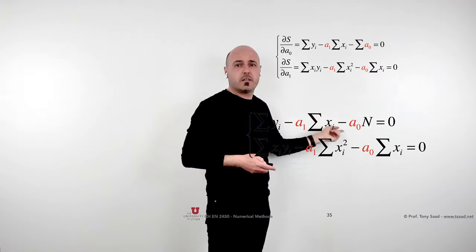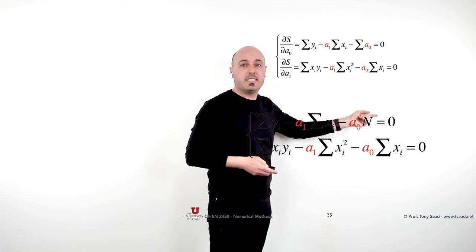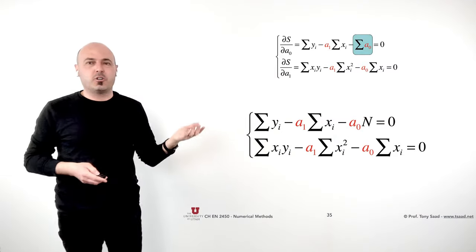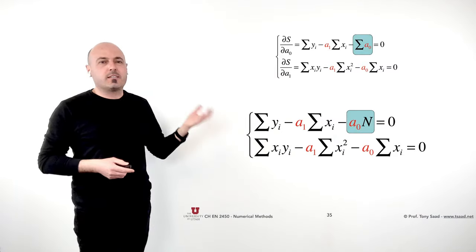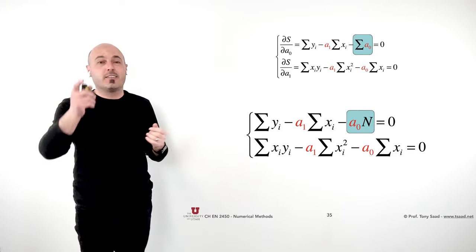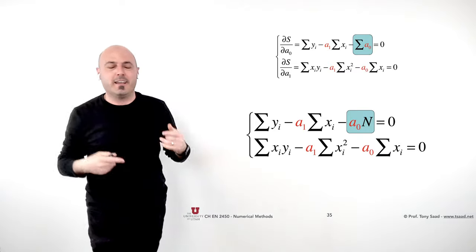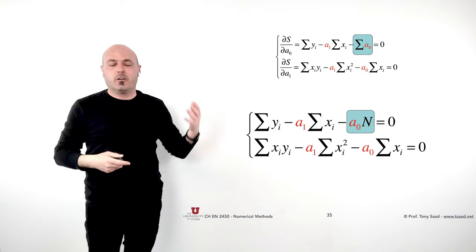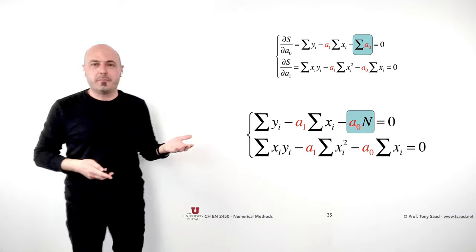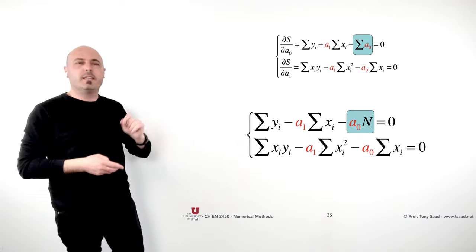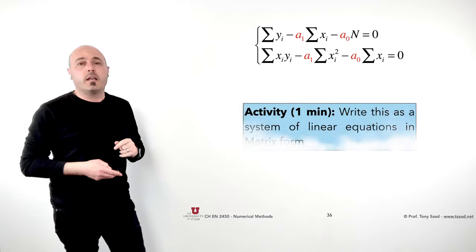Now, I want you to pay attention to this last term, a naught times n, with n the total number of points. That's simply the summation of a naught. It's like saying summation of a naught, with the index going from 1 to n, that's n points, okay? So that's where you get the a naught times n from. That's the only little caveat over here, okay?